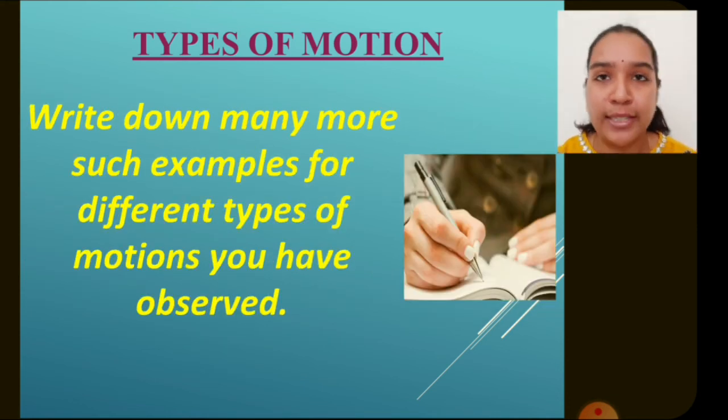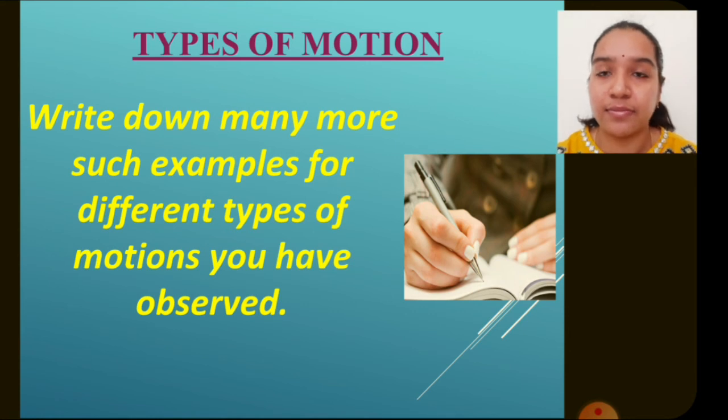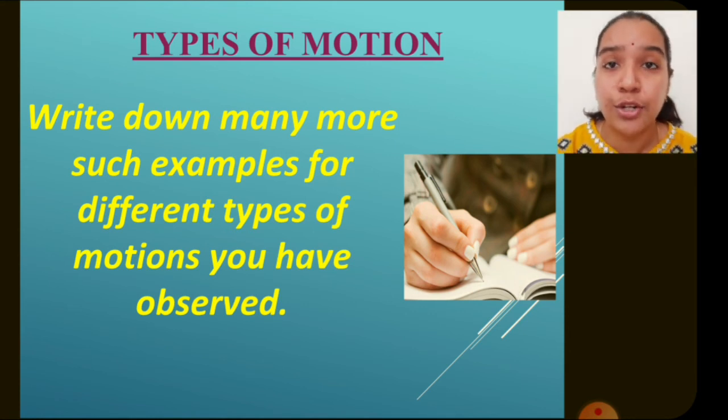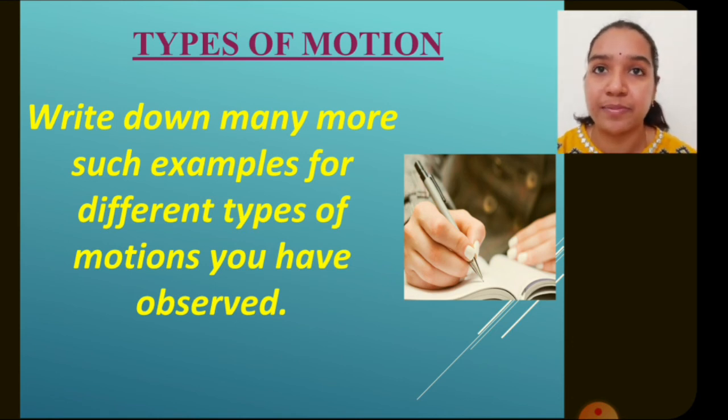Now what you will do is you will be writing some more examples which show different types of motion. Either the motions to one or more motions can be seen in the same object at a time. You can note down these examples and segregate them according to the types of motions.